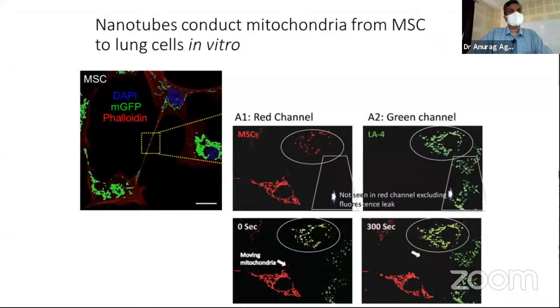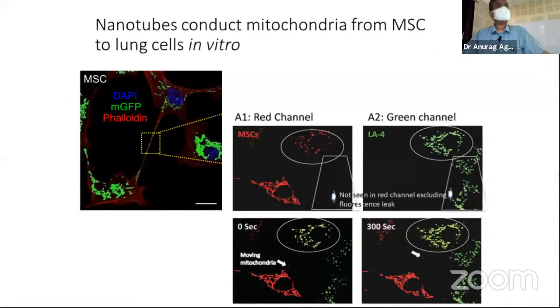Yeah, so these are nanotubes. So exosomes can also do it, but so can something called tunneling nanotubes. What you will see are these nanotubes forming between the cells, and you can see mitochondria moving between them. So we have videos of a mesenchymal stem cell coming, forming a nanotube with a cell and transferring mitochondria.